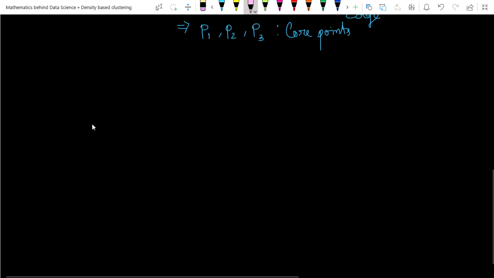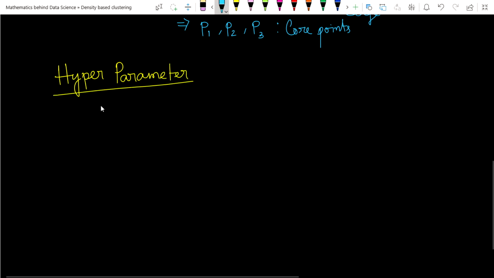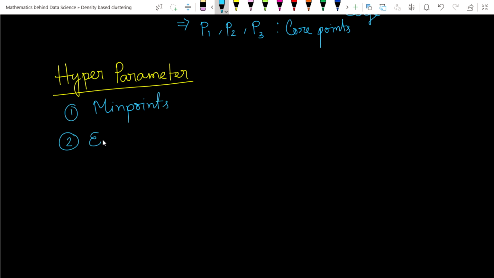So we already learned these 7 ideas, I think, in the second lecture. We got the idea of the hyperparameter. We have learned the concept of the hyperparameter. We have seen there are 2 hyperparameters. First one is the min points. Second, we got the epsilon. These are the hyperparameters.